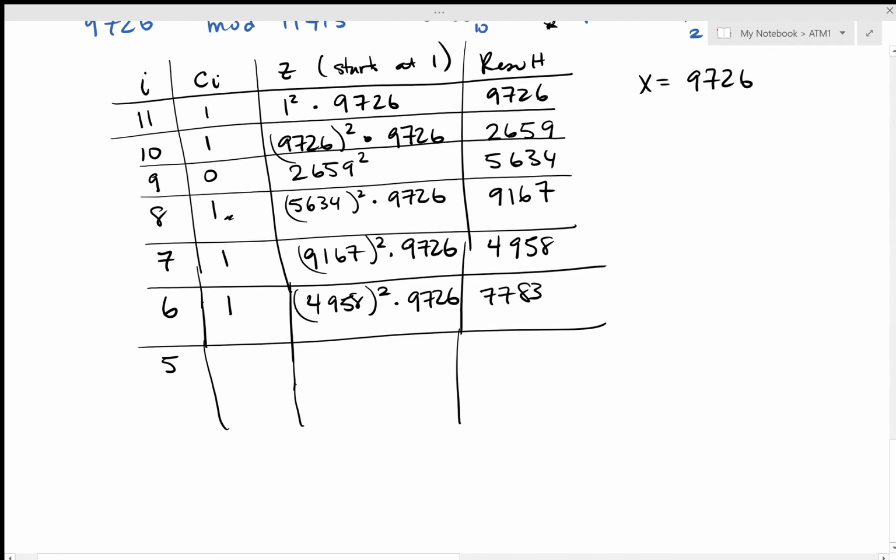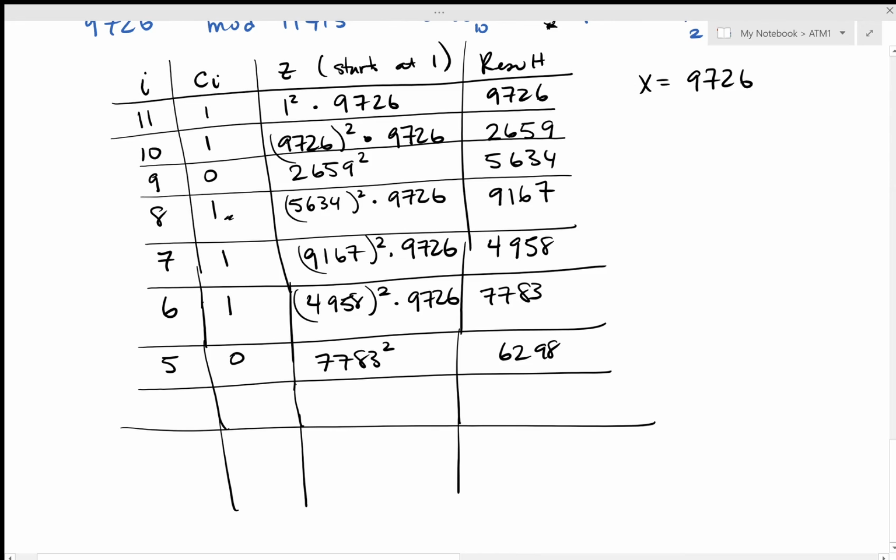Going down to 5. C5 is 0, so the only thing we do is square Z. Done. And then we get here 6298. Okay, and then we go down to 4. C4 is 0, so we do the same thing. We simply square our current value of Z, which is 6298. We square that, and we get 4629.